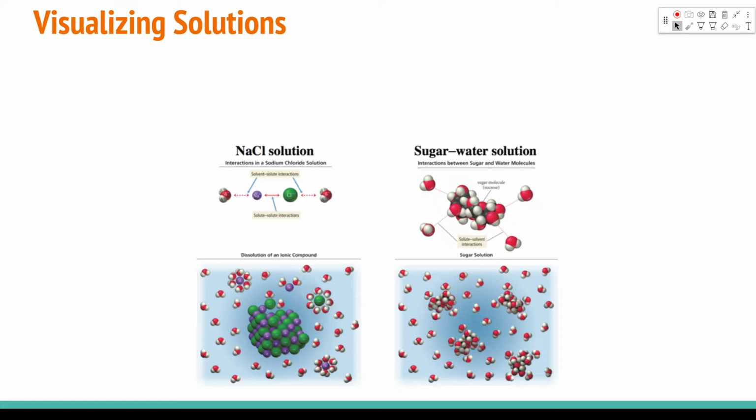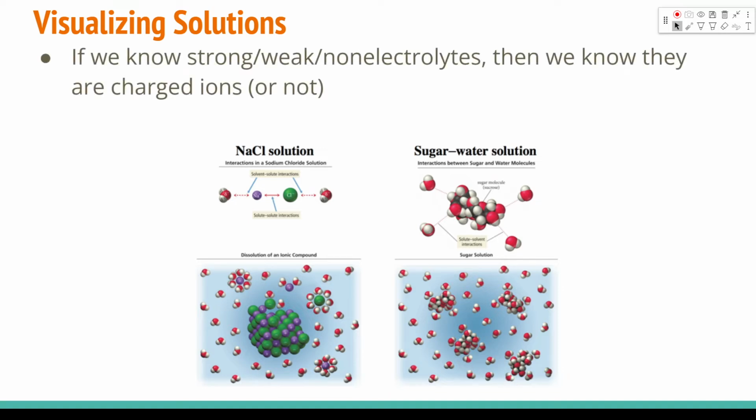So, visualizing solutions. We've talked about solution making in the previous section as well as in the previous unit, but you, again, need to be able to draw these out and mark what kind of interactions are happening. So, if you know you have a strong, weak, or non-electrolyte, then you know if you have charged ions, or only partially charged, or no electrolytes at all.